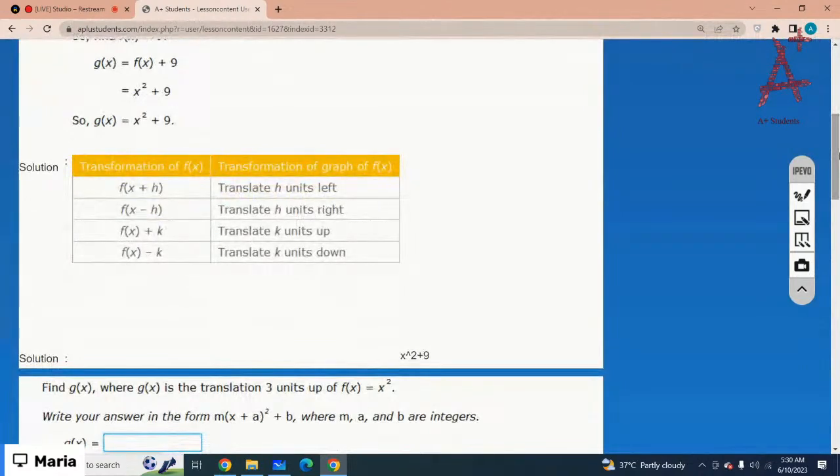If you have to translate h units left, it would be f of x plus h. If you have to translate h units right, it would be f of x minus h. If you have to translate k units up, it would be f of x plus k, and f of x minus k if you have to translate k units down.